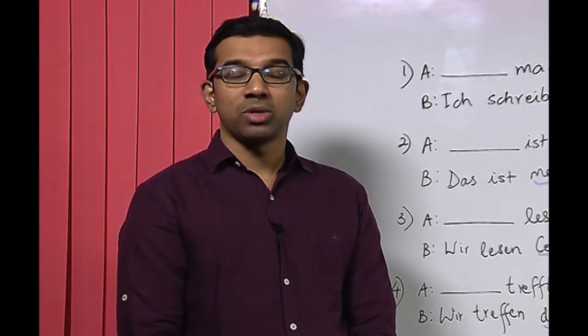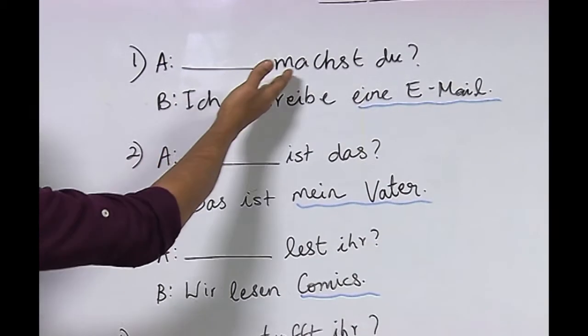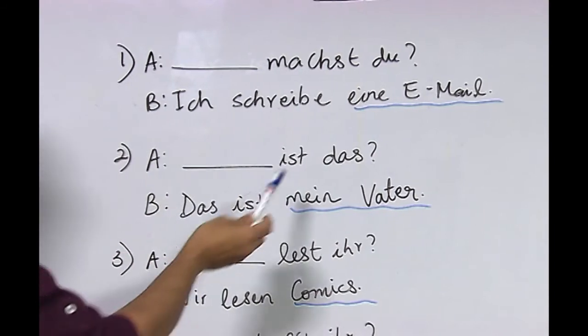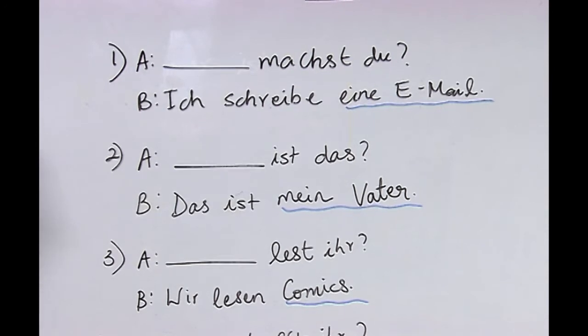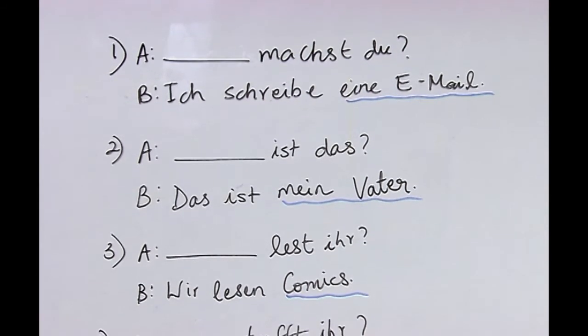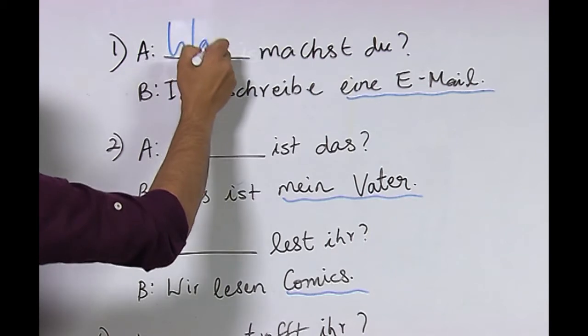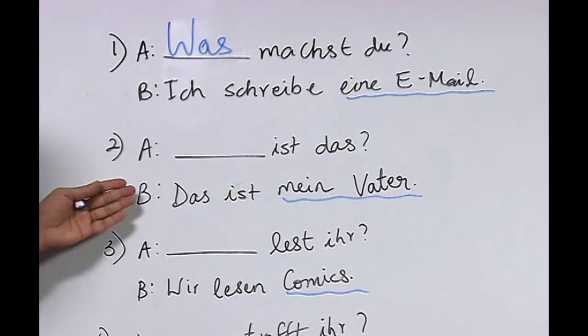Now, let us look at some examples where Fragepronomen are used in nominative and accusative case. Look at this sentence: Ich schreibe eine E-Mail. Here we have in accusative the word E-Mail, which is basically a non-living thing, and you know that for a non-living thing the W question, or the Fragepronomen, is was.